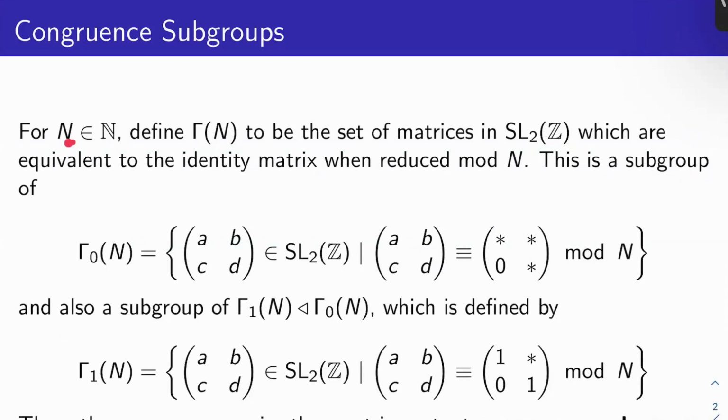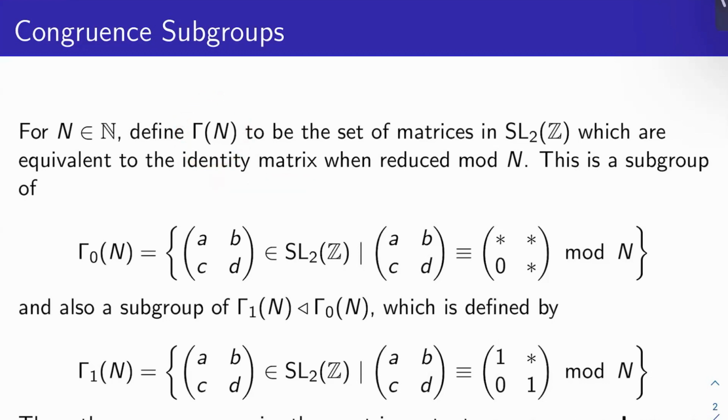So let's take a natural number n. We'll define Γ(n) to be the set of matrices in SL2(Z). SL2(Z) is the set of 2 by 2 matrices with determinant 1 with integer coefficients. And Γ(n) is the subgroup thereof of matrices which are equivalent to the identity matrix when you reduce all the entries mod n.